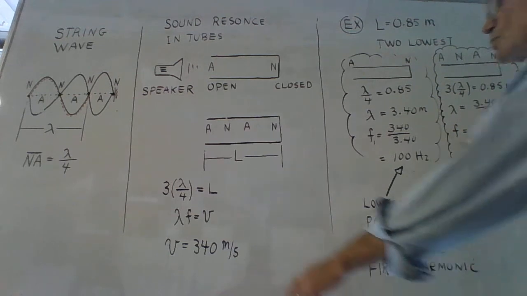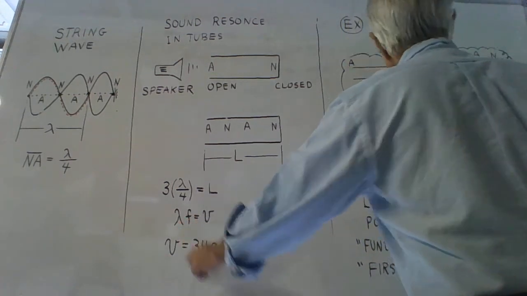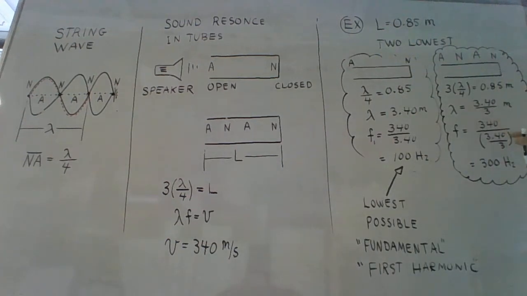Now I use the wave equation shown here to find F. It's V divided by lambda. There's your V, there's your lambda. 3.4 into 340 gives 100. Flip the 3 upstairs. Final result, 300 hertz.